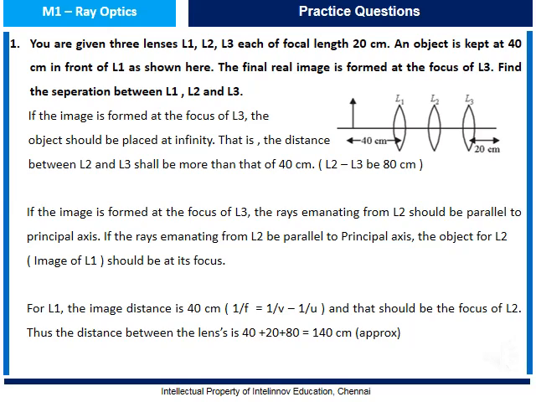At 40 cm from L1, the focus of L2 is located. The focus of L2, we already know, is 20 cm. Thus, the distance between L1 and L2 is 40 plus 20, 60 cm. We have already assumed that L2 to L3 is 80 cm. Thus, the total separation or the distance between L1 and L3 is 40 plus 20 plus 80, which is equal to 140 cm approximately.